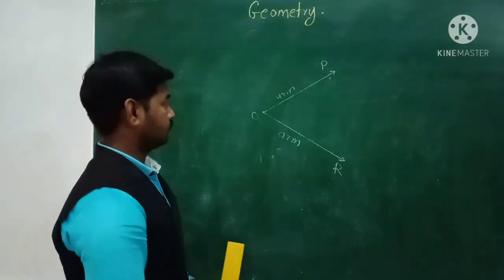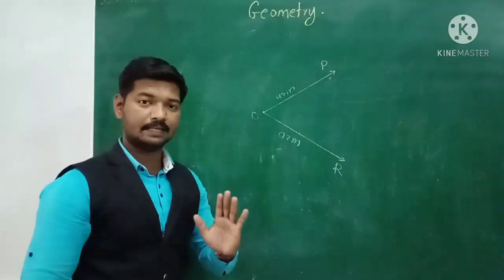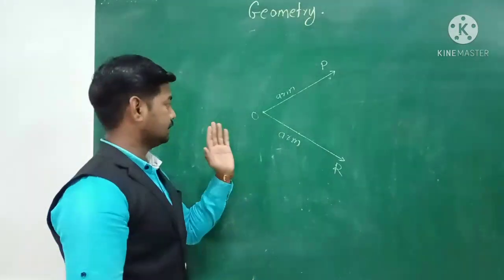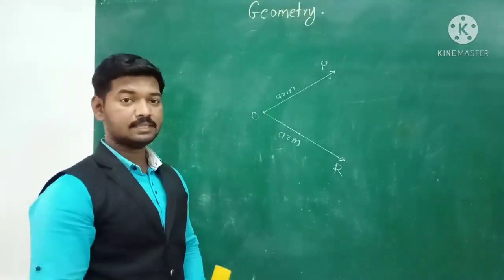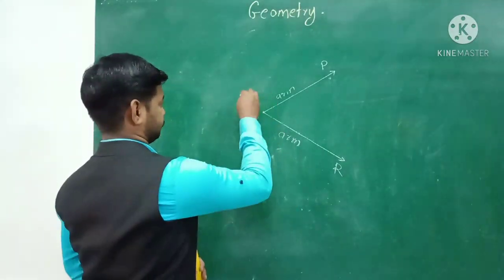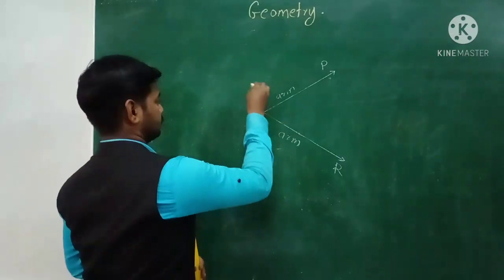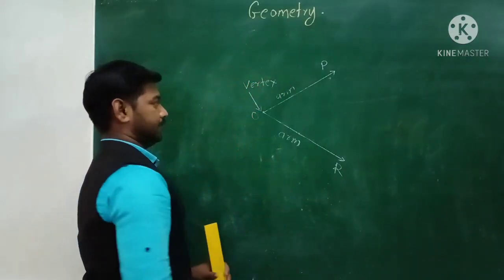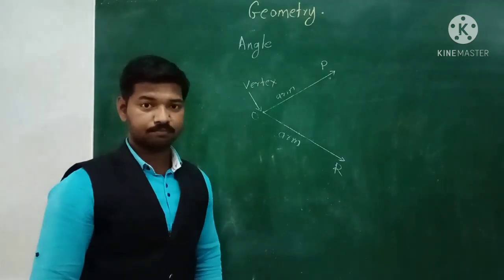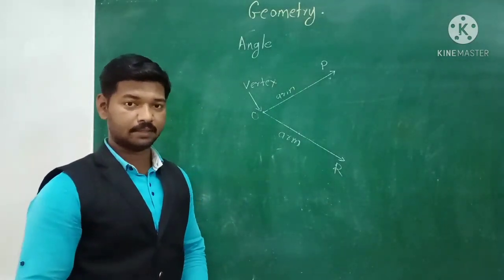Now, at which point is that angle created? Yes, it is created at point O. So that O is known as the vertex. Okay. So now we will see how we have to give the name for that angle.